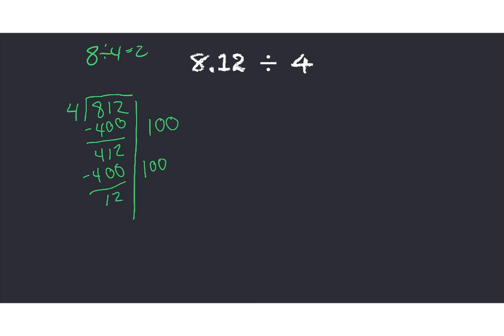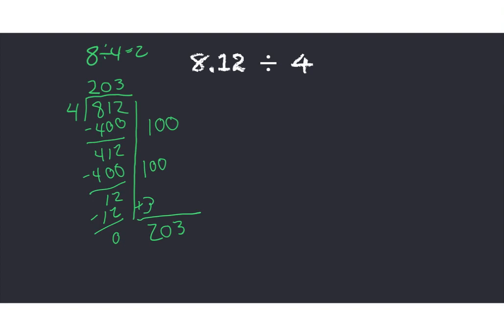I can take 3 groups of 4 out of 12, which would be 12. 12 minus 12 equals 0. So we have no remainder in this problem. We just need to add up our partial quotients. 100 plus 100 plus 3 equals 203. So our answer is 203 if this were a whole number, but this is a decimal.